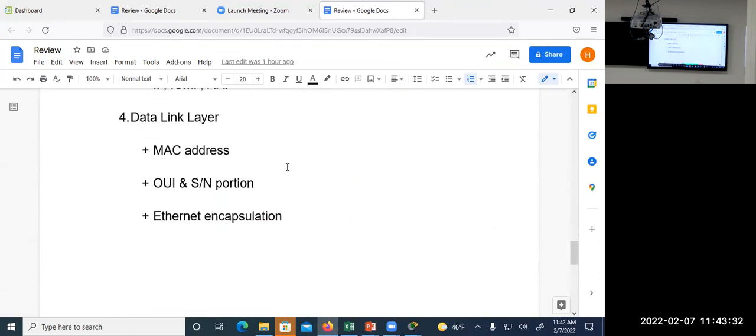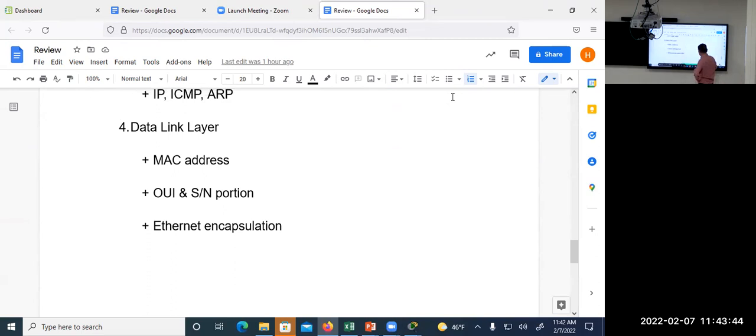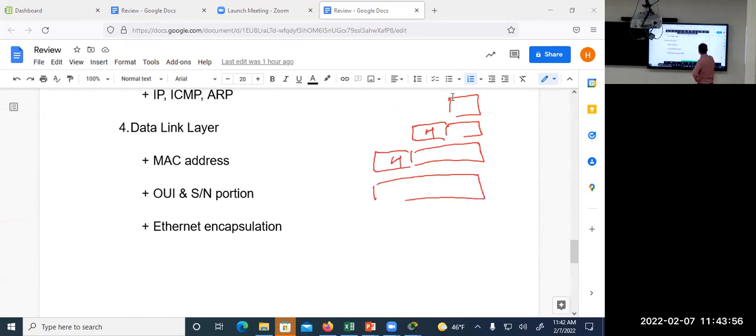Now the last process in the encapsulation: you have the application data. When you send it down to the transport layer, you have the header. When you send it down to the internet layer, you have the header. Now the last step is the data link layer. Remember, you have both a header and a trailer. The trailer is for error detection, and in the header you have to insert the MAC address.